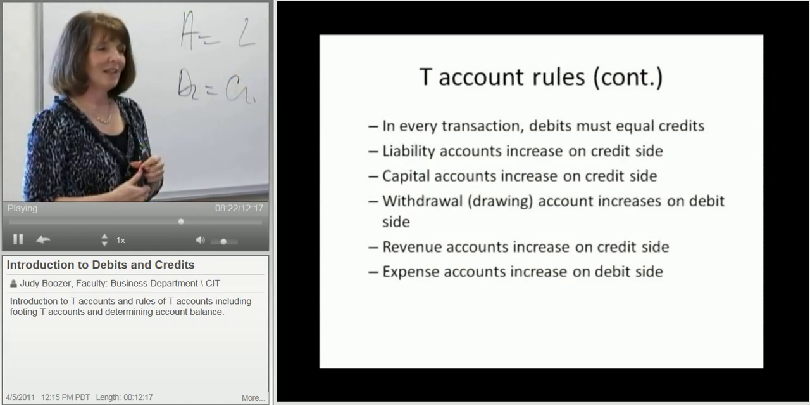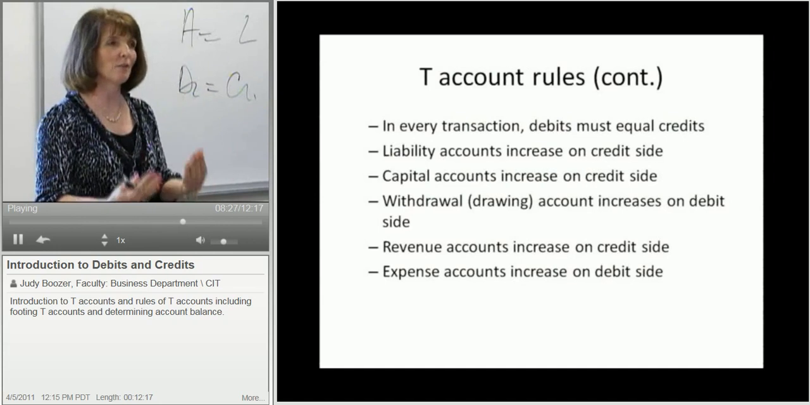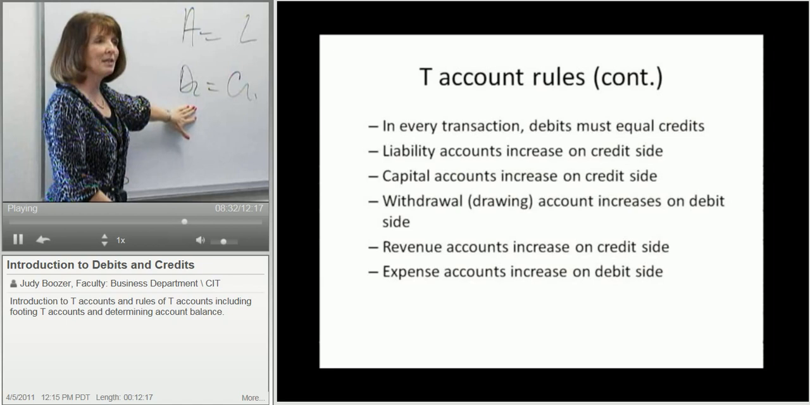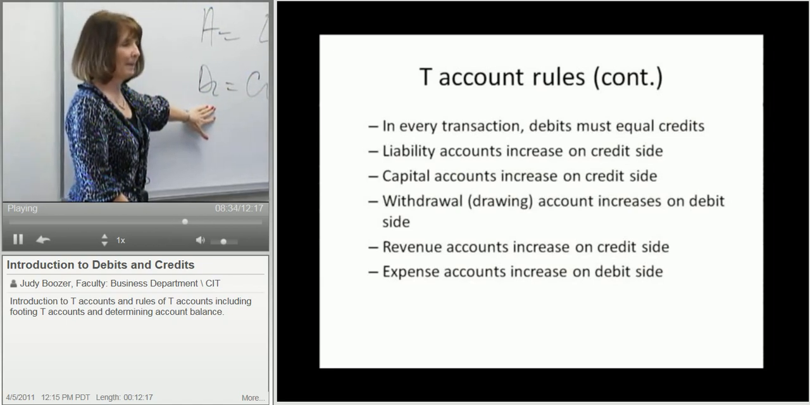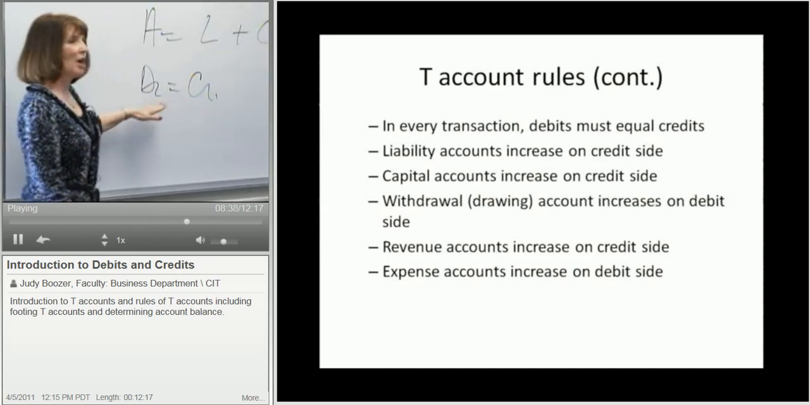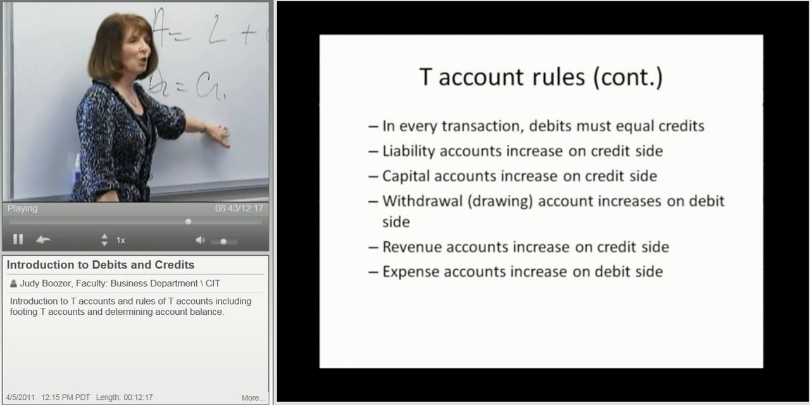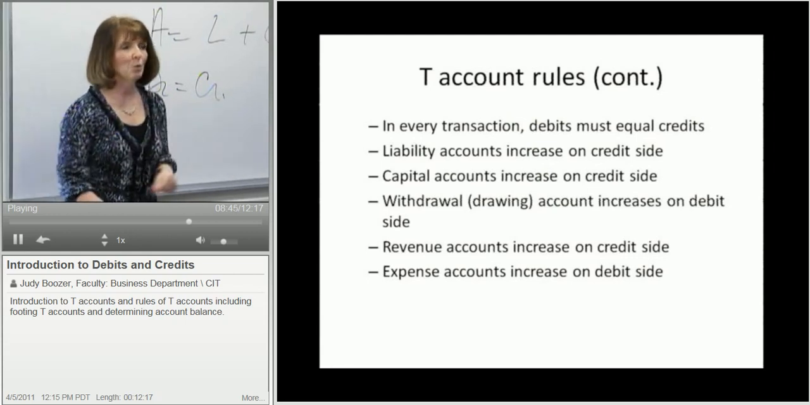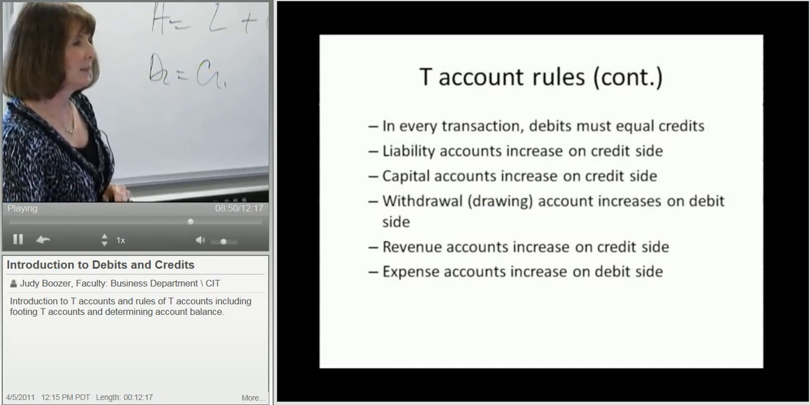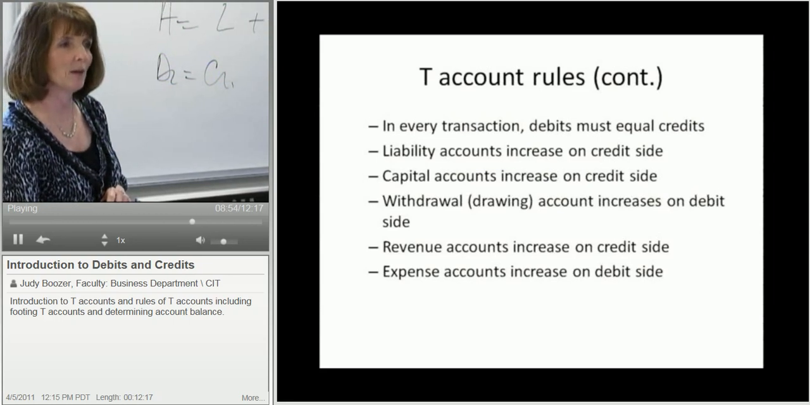Now, again, repeating, debits must equal credits for every transaction. Can you have more than one account debited? Yes. Can you have more than one account credited? Yes. As long as the total for all debits for that transaction equals the total for all credits. And we'll talk about that as we get to it. Okay? And again, this is just repeating the things that we just talked about.